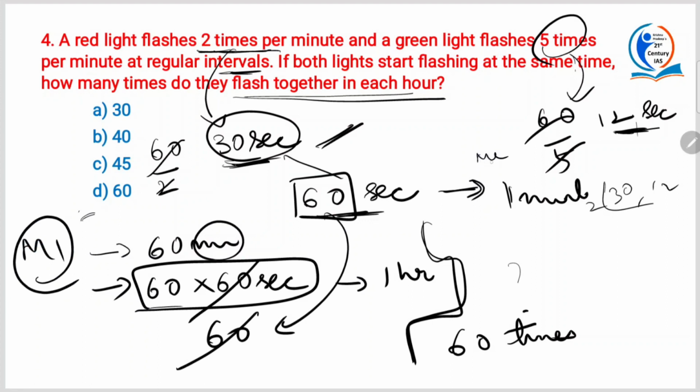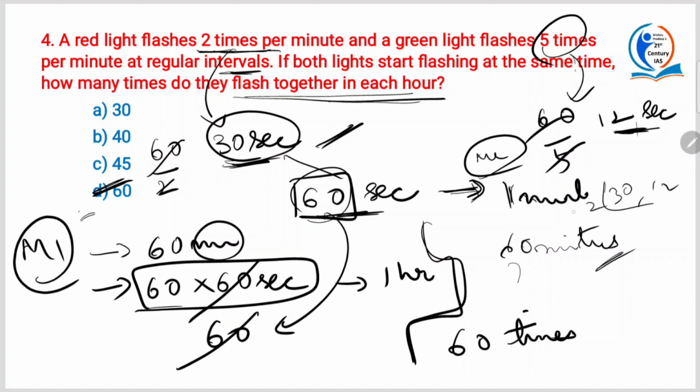Now method 2 is, see, here itself 60 seconds means how much? 1 minute. And in every 1 hour, how many minutes are there? There are 60 minutes, right? So it will flash 60 times. Okay, so D is the answer.